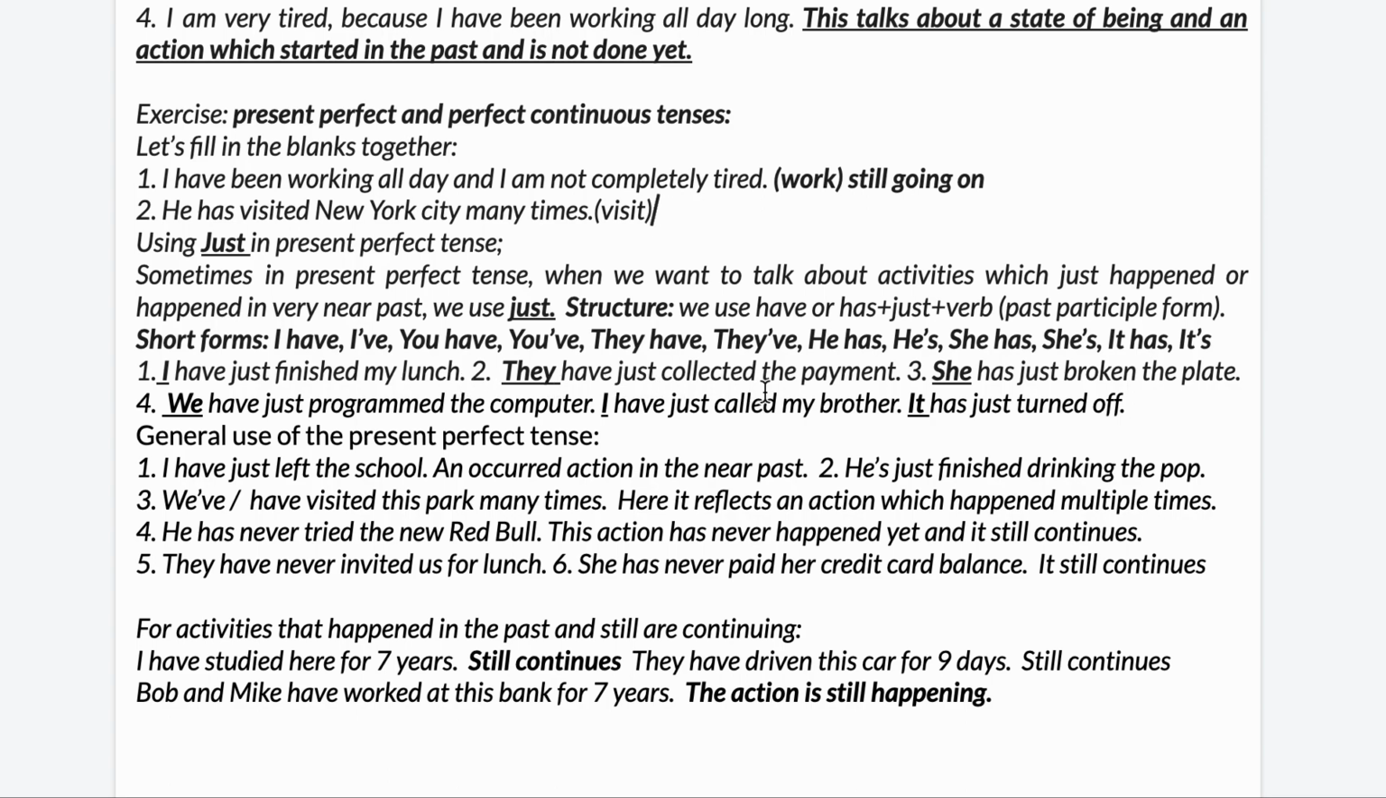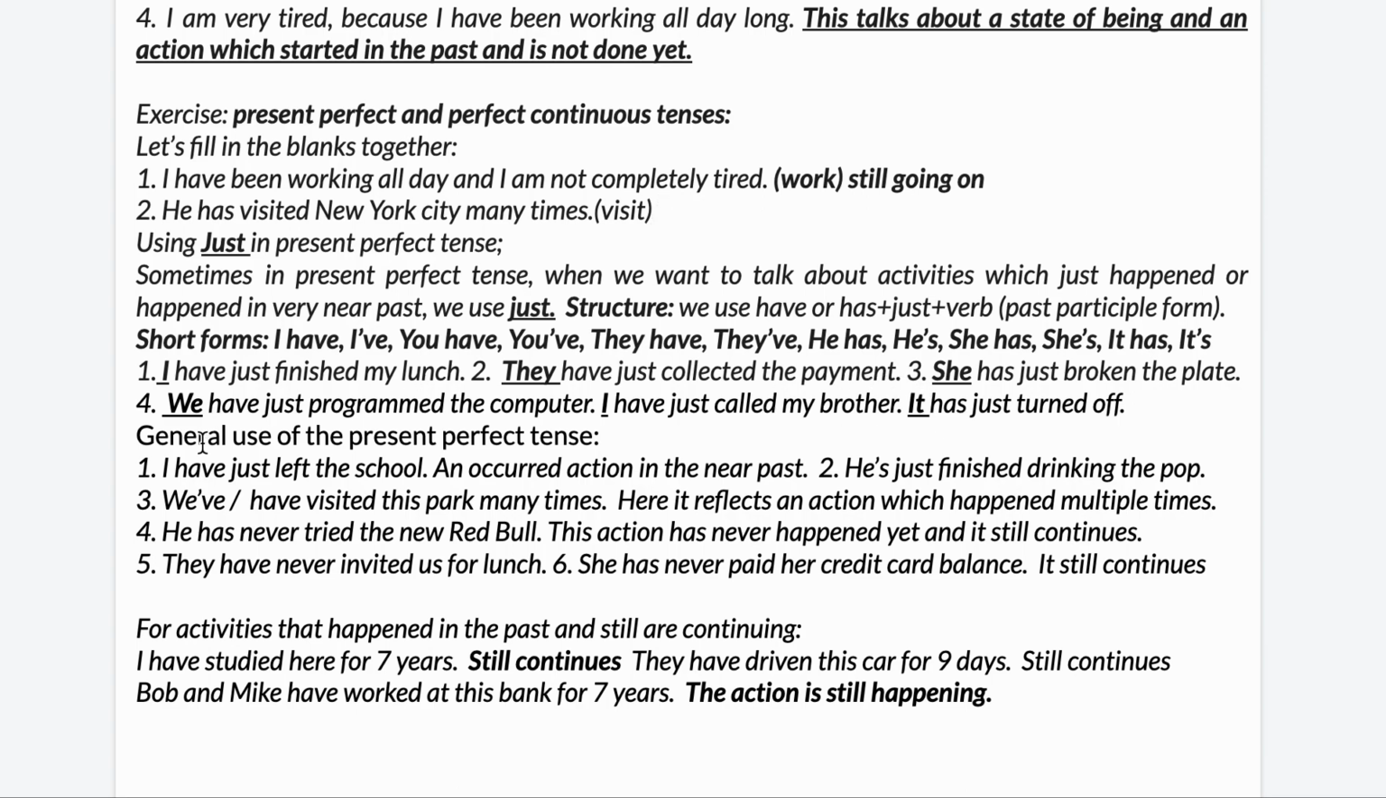They have just collected the payment. It means they have just collected the payment. She has just broken the plate. Like before you came, she just broke the plate. We have just programmed the computer. I've just called my brother. It has just turned off. So these are different subjects being used in the present perfect along with just.